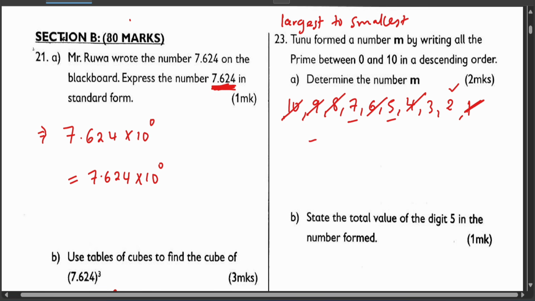So you are just left with 7. 7 has only 2 factors. The same thing with 5, the same thing with 3 and 2. So your M is this one, in descending order from largest to smallest.